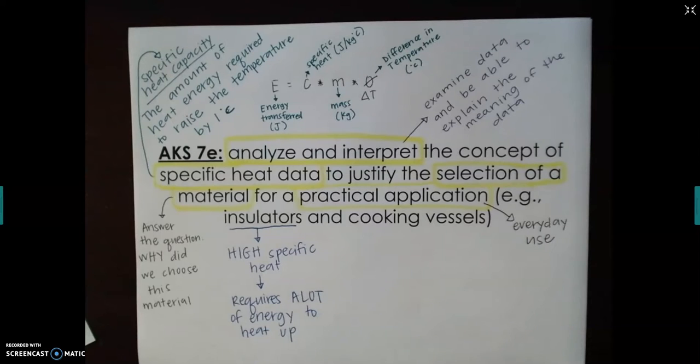And that's why we choose insulators for certain things like cooking utensils that we're stirring in the pot. We don't want those to get hot and burn our hands. So we may choose a material that has a high specific heat, like wood, as our cooking material so that we don't burn our hands. It doesn't heat up as quickly.